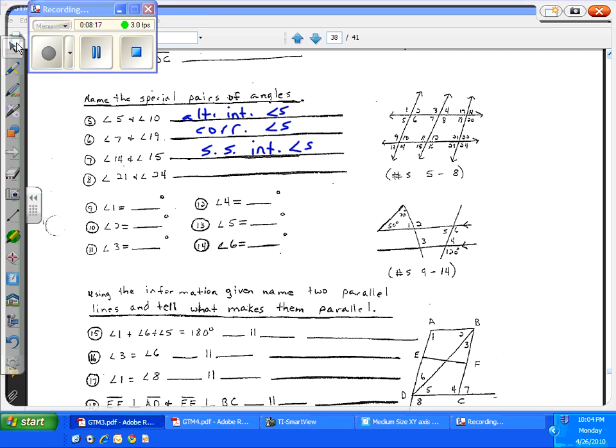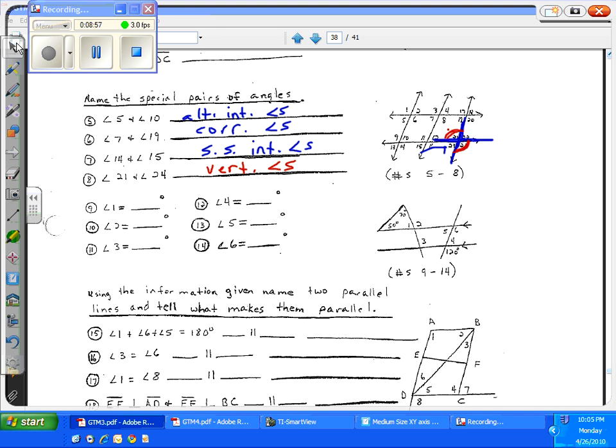Angle 21 and 24. Now that's kind of looking like a 21 right there, but that's not the 21. It's this one up here. So 21 with 24. Those are angles opposite each other. When two lines intersect, we call those vertical angles, and vertical angles are always equal. Vertical angles. So alternate interior angles, corresponding angles, same side interior angles, and vertical angles.